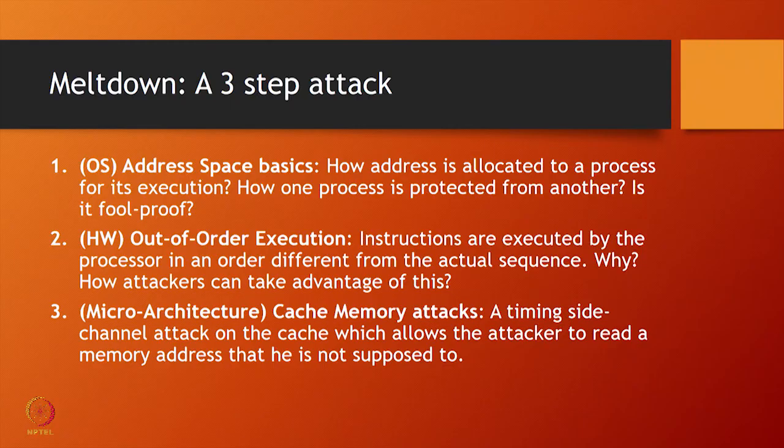Okay, so welcome to the next session. As we just indicated towards the end of last session, we had three important steps that make the meltdown attack. One is that every process has an address space in which its own data, code and stack are stored, but then there is a space allocated for the kernel.